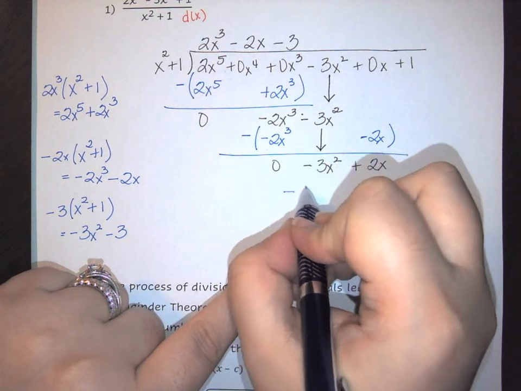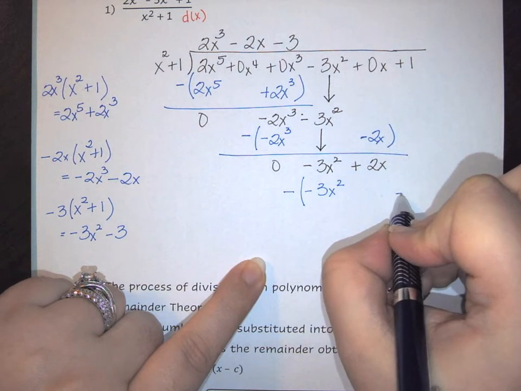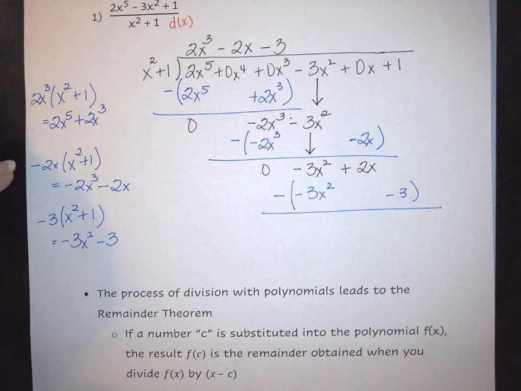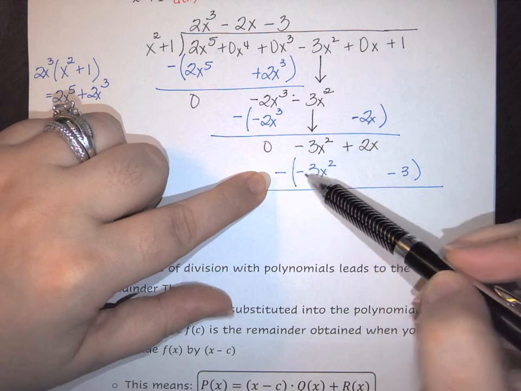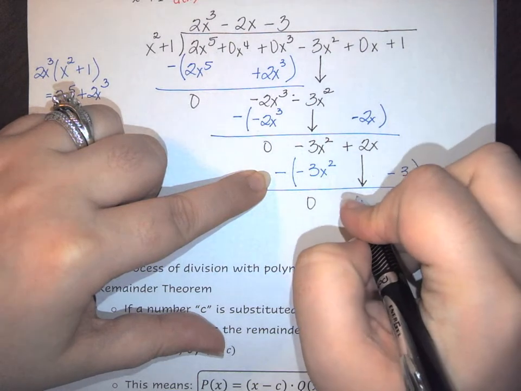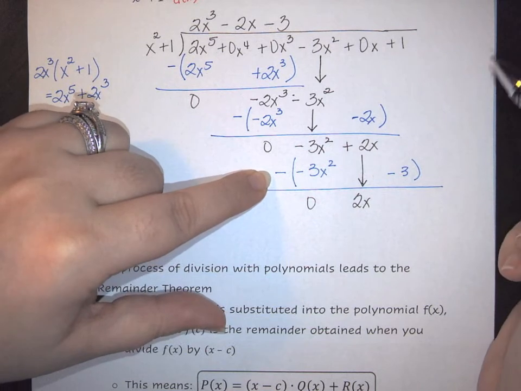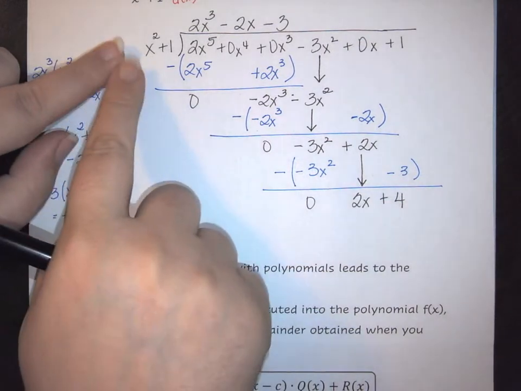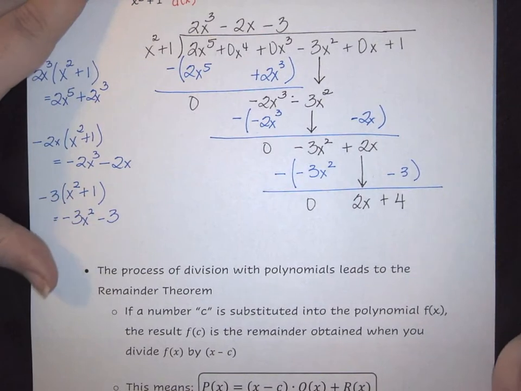So again, bring it over. I'm going to subtract out negative 3x squared minus 3 and hit enter. Or basically do the math. So here, negative 3x squared plus a negative becomes 0. This is going to drop down and be a 2x. Then I have 1 minus a negative 3 becomes plus 4. There is nothing I can multiply x squared by to get a 2x. Therefore, that becomes your remainder.